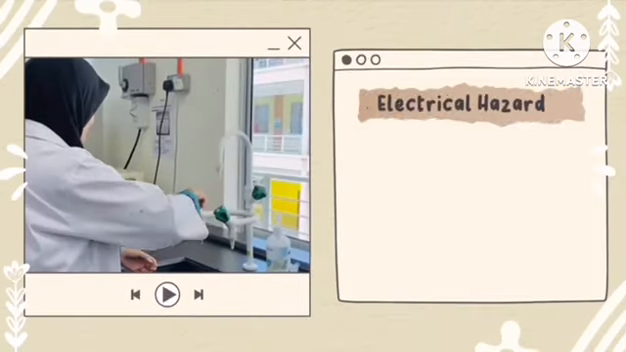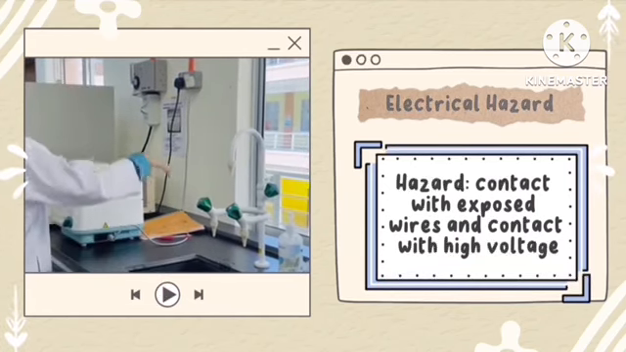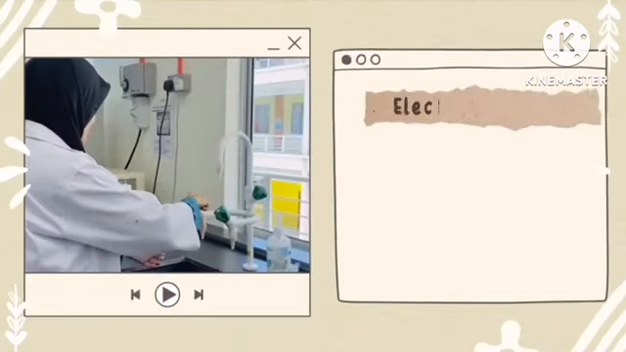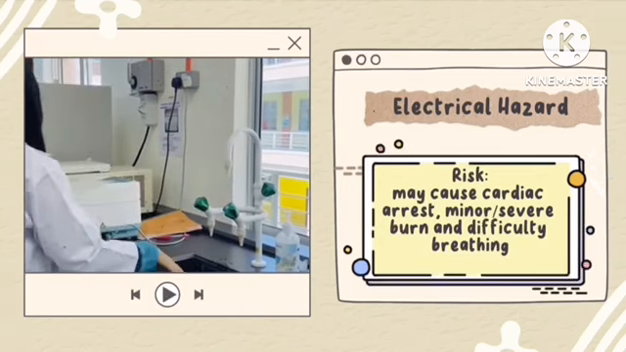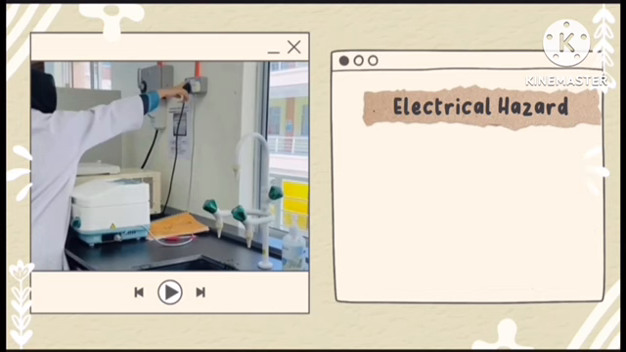Next, the last situation is the electrical hazard. The hazard is contact with exposed wire and contact with high voltage electricity. In this video, we can see that the worker does not dry her hands properly after washing them and then turns on the switch. So, the risk may cause cardiac arrest, minor or major burns, and difficulty breathing.